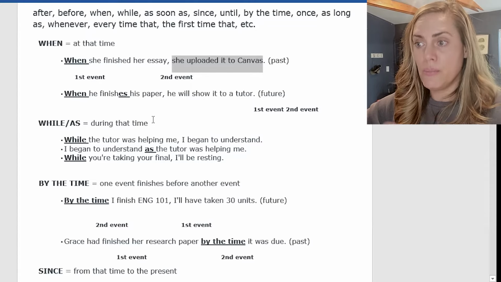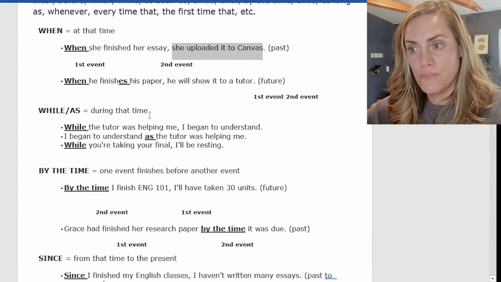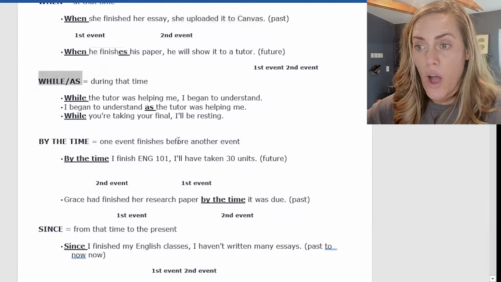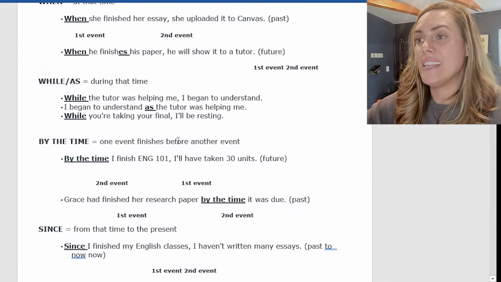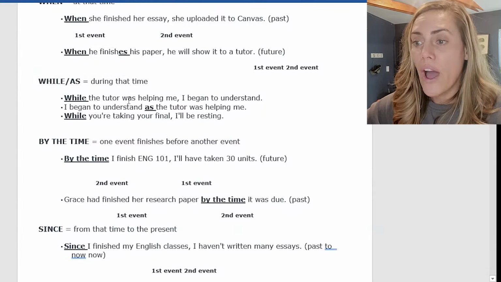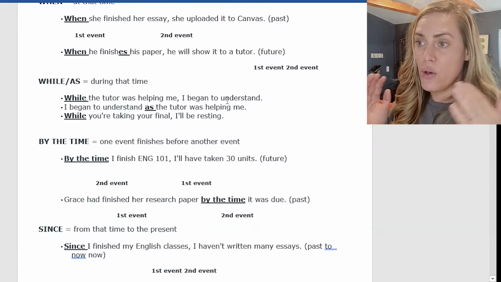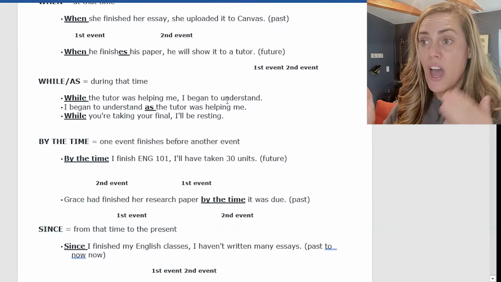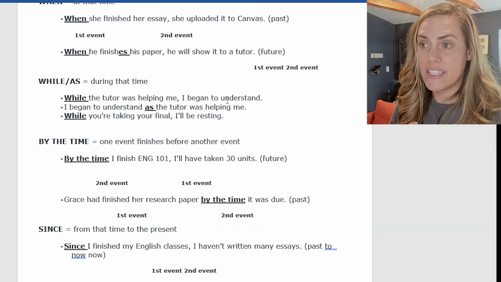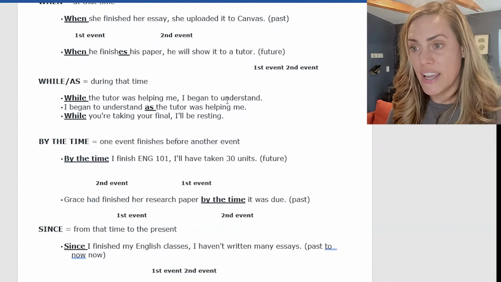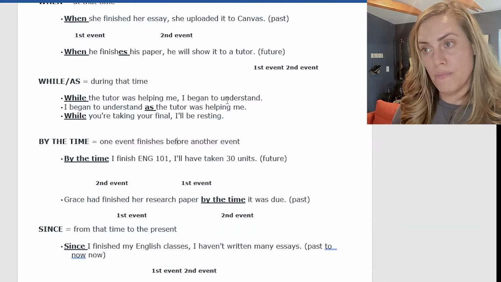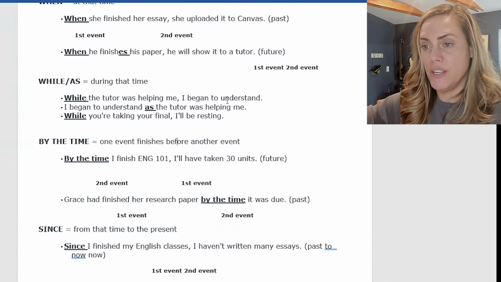First he'll finish his paper, then he'll show it to a tutor. You can also use the word while or as. This just means at the same time. So while the tutor was helping me, I began to understand, and those things happen at the same time. I can change the order and I can say, I began to understand while the tutor was helping me. Doesn't matter which order you put it in.